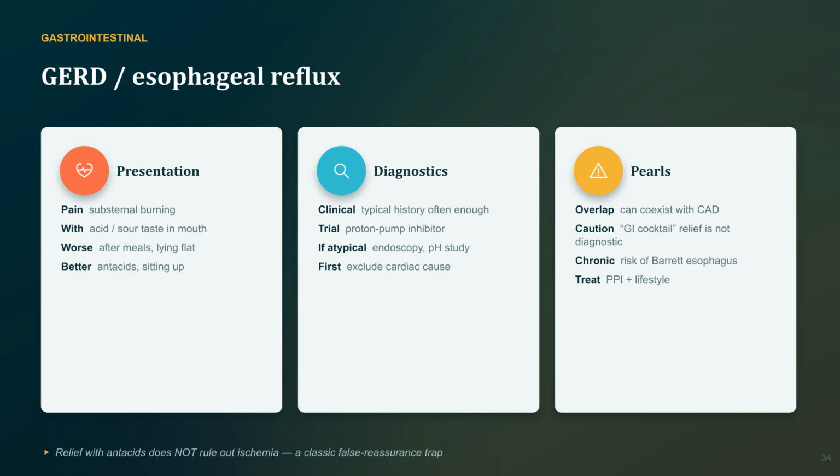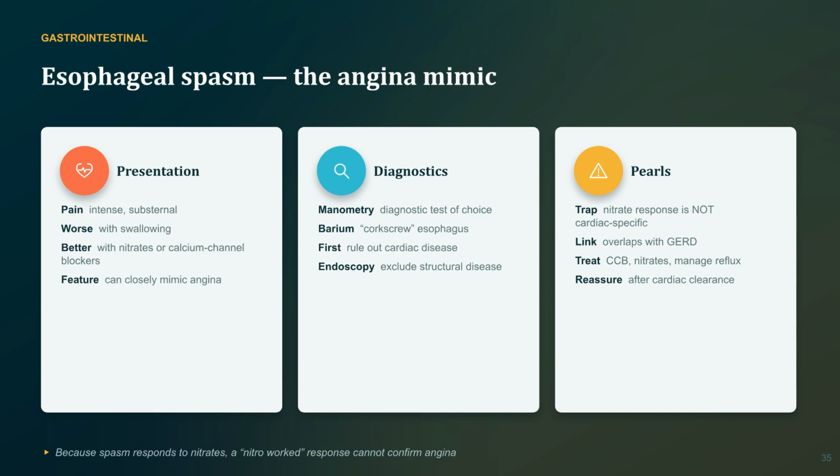GERD presents with substernal burning and an acid taste, worse after meals. While a trial of a proton pump inhibitor can be diagnostic, be very careful. Relief from a GI cocktail does not rule out ischemia, and this false sense of security can lead to missing a heart attack.